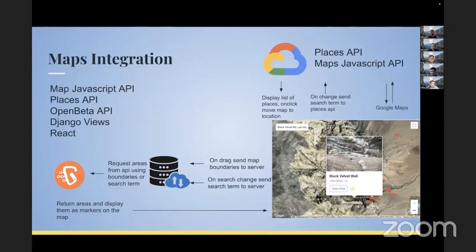The search boxes utilize the Places API. As the user types in the input boxes, it sends that data to the Places API and returns a list of areas. I'll now pass it to Derek to discuss deployment.